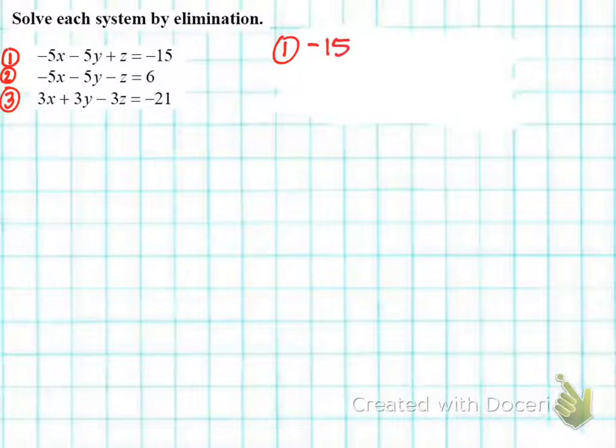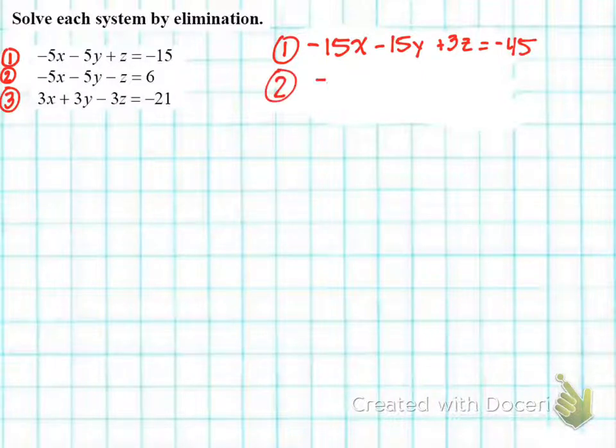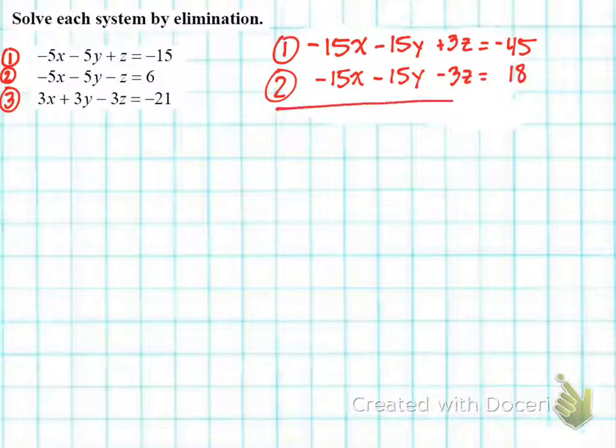So we get negative 15x minus 15y plus 3z is equal to negative 45. Then equation 2 is going to be negative 15x minus 15y minus 3z is equal to 18. I'm going to focus on getting rid of those z's. Something smells a little fishy to me already because the numbers are very similar, but it doesn't mean it's infinite solutions yet. You have to prove it by showing 0 is equal to 0.